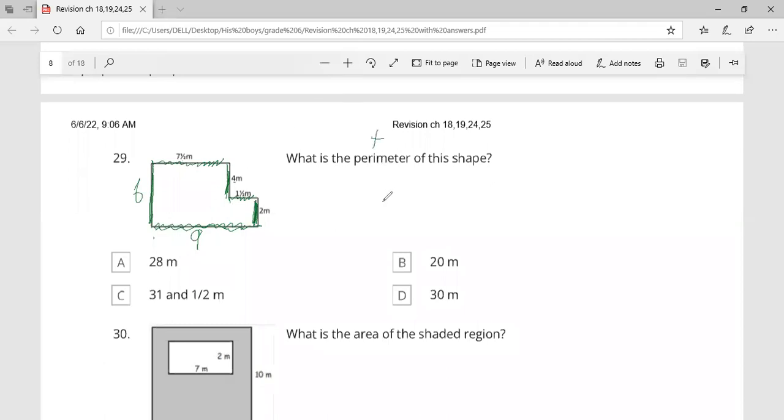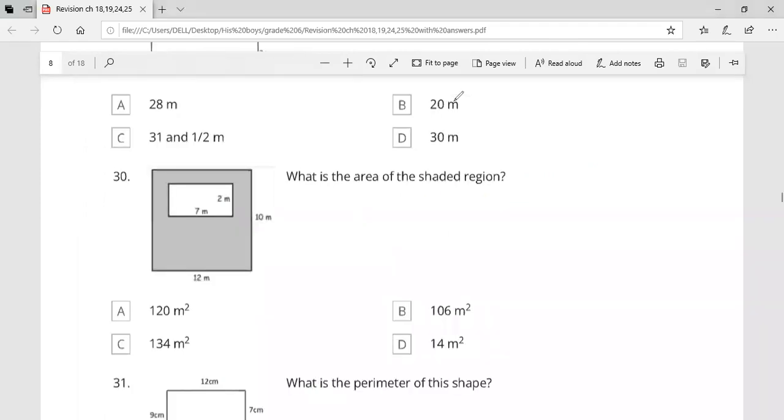Depend about addition. 6 plus 9 plus 2 plus 1.5, 1.5 plus 4 plus 7.5. We add them and we get the answer. Okay, here is what I mean. If you add them, we get 30 meter. Okay, the next one.